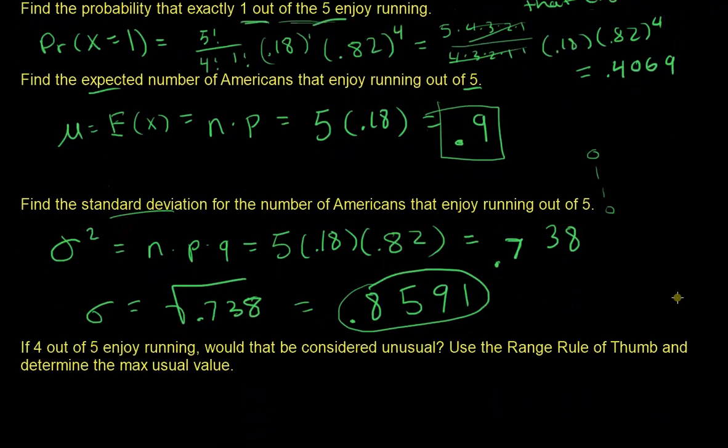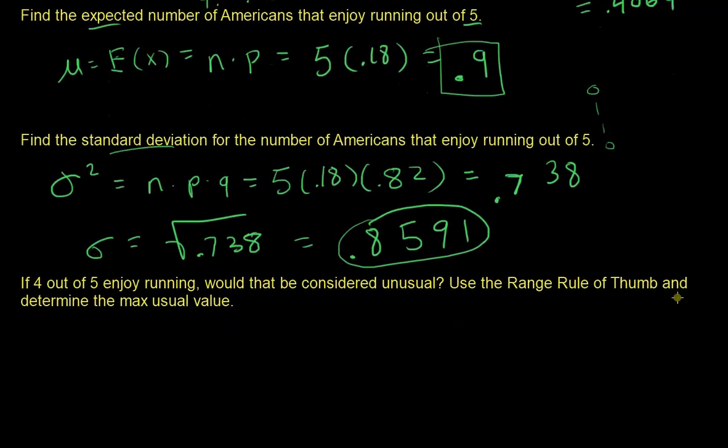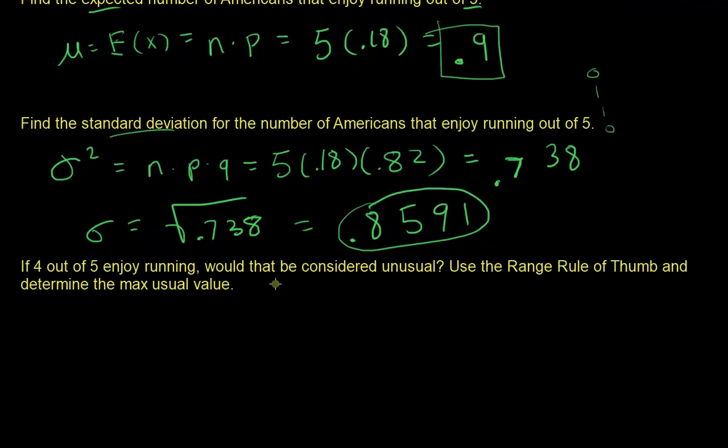So I believe I mentioned in the previous video, this is really a Module 8 kind of topic, the unusual idea, but I'm going to go ahead and do it here for this binomial distribution, right? So you can use the range rule of thumb whenever you have any sort of probability distribution function. So we'll use it for this binomial probability distribution function. So if 4 out of 5 enjoy running, would that be considered unusual? Right, so we're going to use the range rule of thumb.